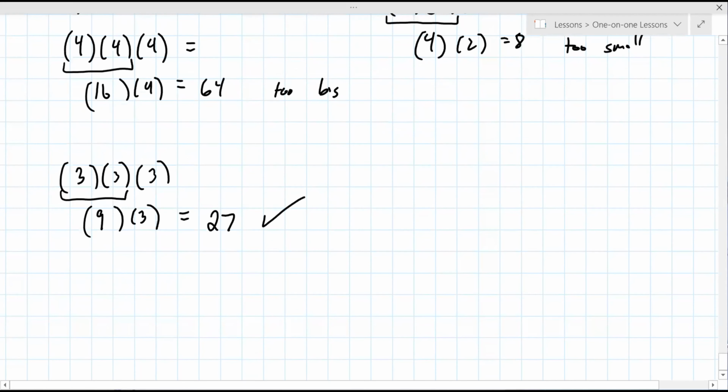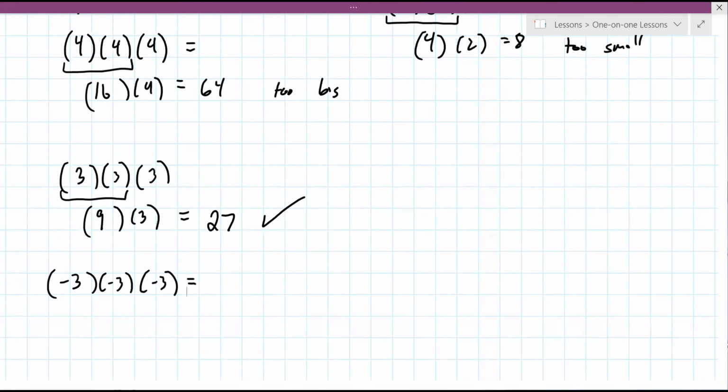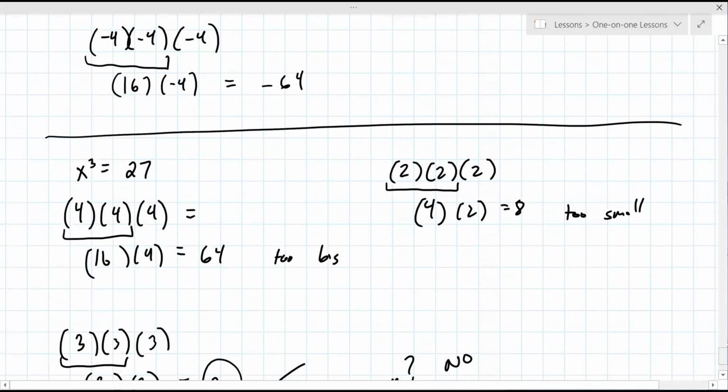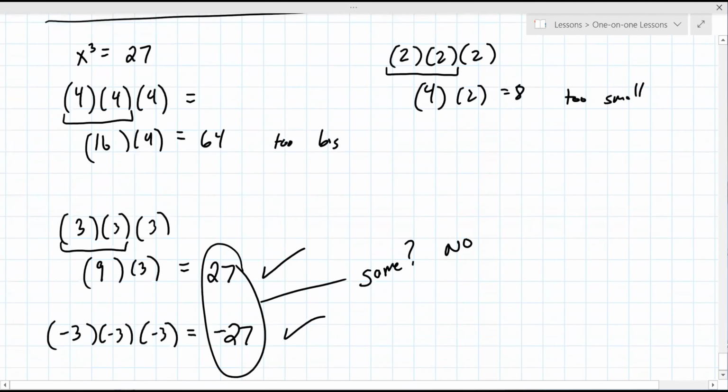Now, what about negative 3? What is negative 3 times negative 3 times negative 3? Negative 27. So is this a solution? Are these the same? No. So only one of them works. So the odd ones are slightly different. So let's do one more here.